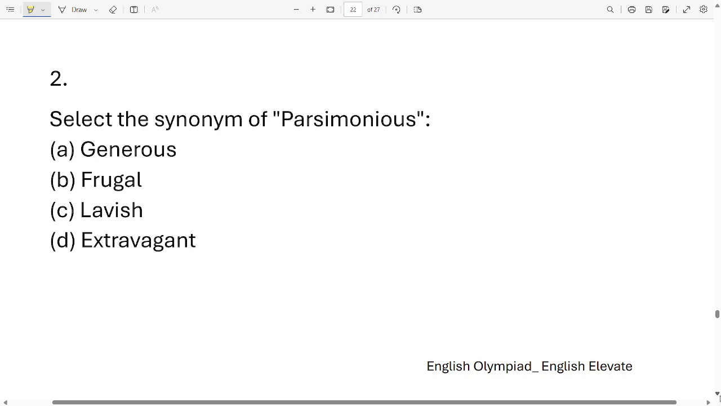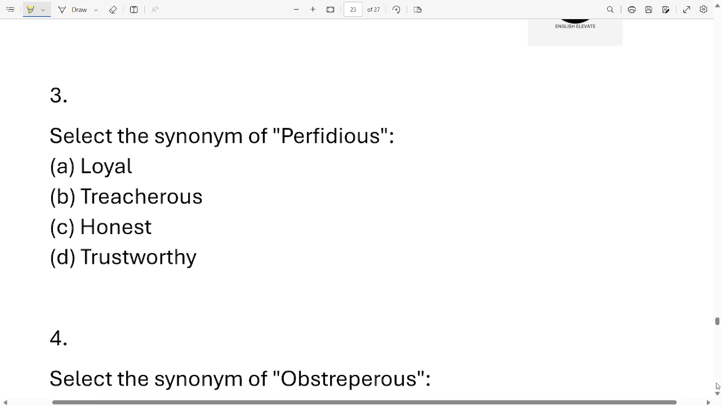Okay, next one. Select the synonym of parsimonious. Options are generous, frugal, lavish, extravagant. Now, which one is correct? It is option B, frugal. Okay, next one. Select the synonym of perfidious. Options are loyal, treacherous, honest, trustworthy. These are the 4 options. Which one of them is correct? It is option B.